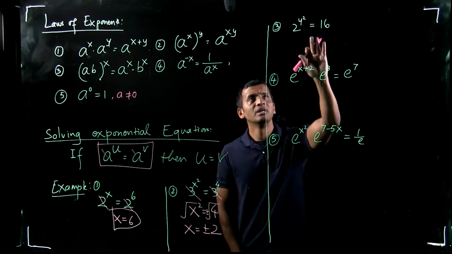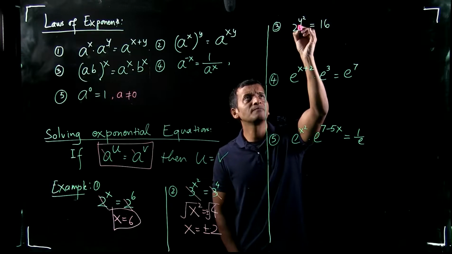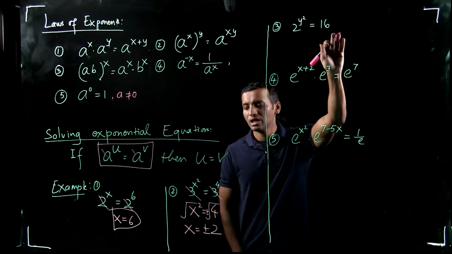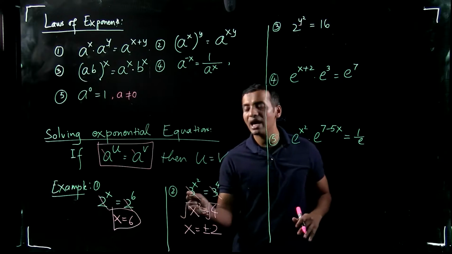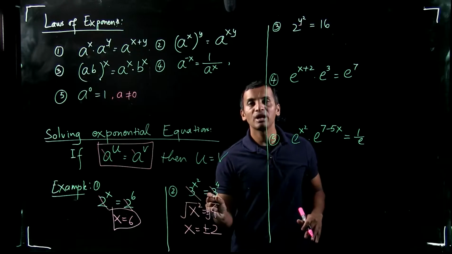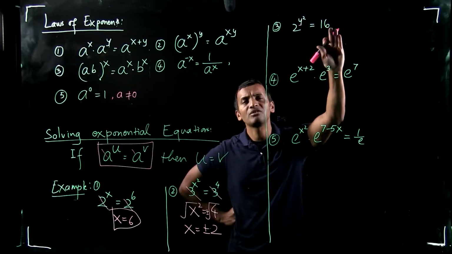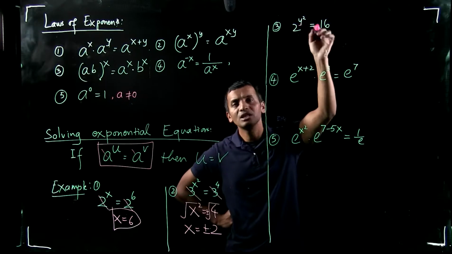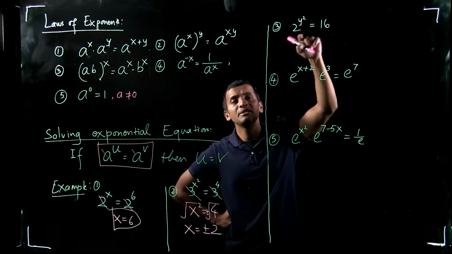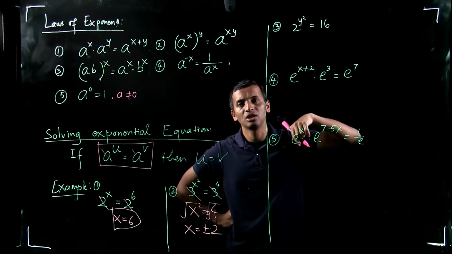Let's take another example. You have 2 to the y squared equals 16. In the previous examples, the base on the left and the base on the right were the same, but here the base on the left is 2 and the base on the right is 16. You cannot cancel 2 and 16 there. You cannot even divide by 2 on both sides. No, you cannot do that.